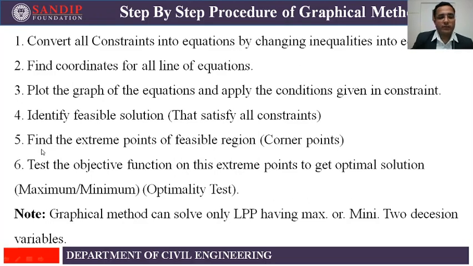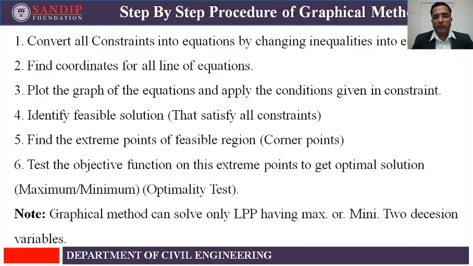Now the fifth step is to find the extreme points of the feasible region, that is, the corner points. After identifying the solution, we need to find the corner points, that is, the extreme points. Step number 6, test the objective function on these extreme points to get the optimal solution.